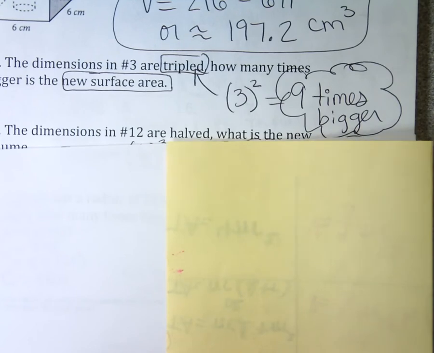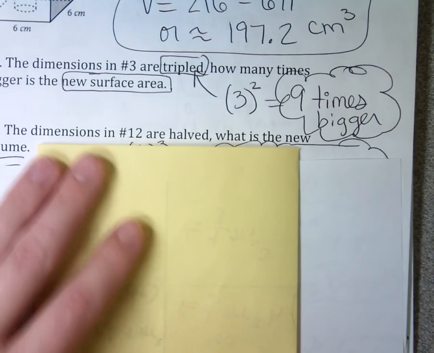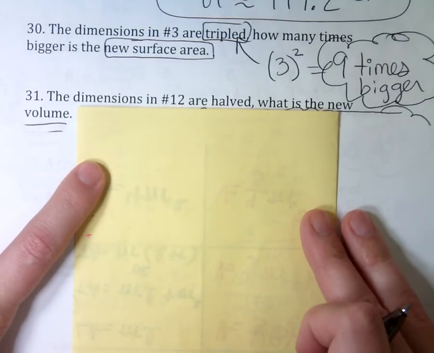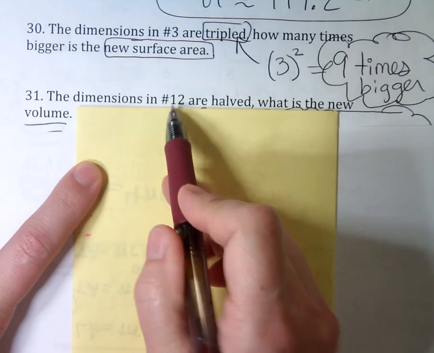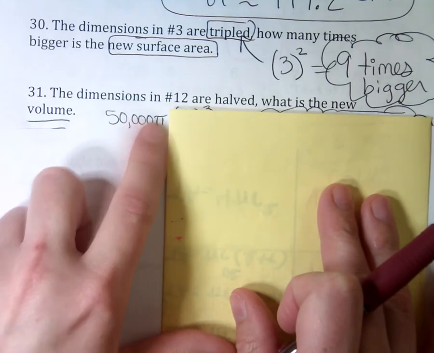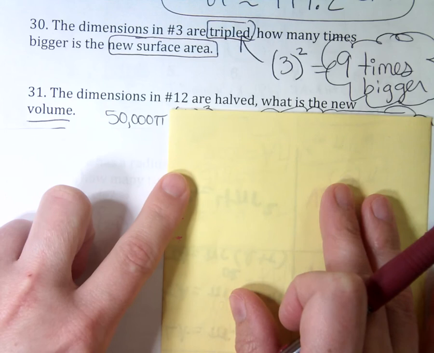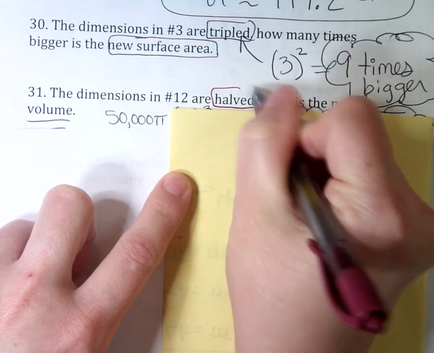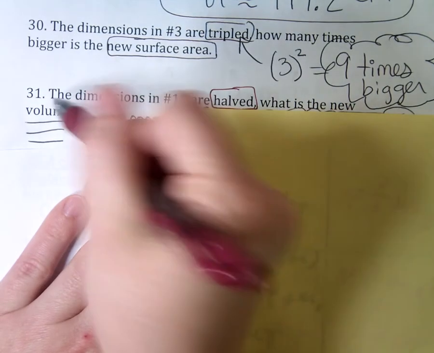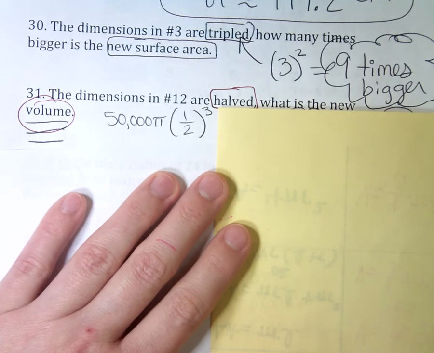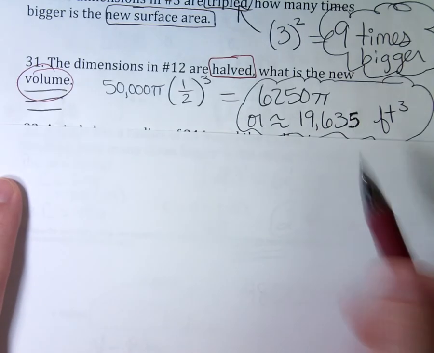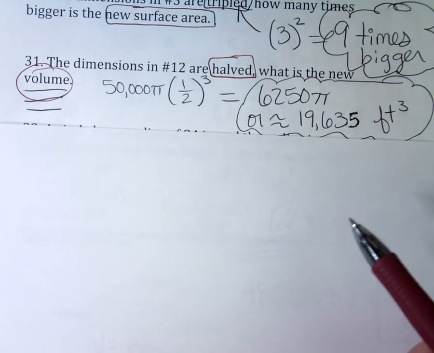Okay, 31. 31 says that the dimensions in number 12 are halved. What is the new volume? Okay, this one actually wants to know the new volume. So I'm going to take the answer I got in number 12, which is 50,000 pi. You also could have the decimal equivalent here. That's fine. The change, what's happening, is that it's getting halved. So I'm going to have 1/2 in the parentheses. And then because we're talking volume, the exponent's a 3. And if I work that out, I get 6250 pi, or approximately 19,635 cubic feet.